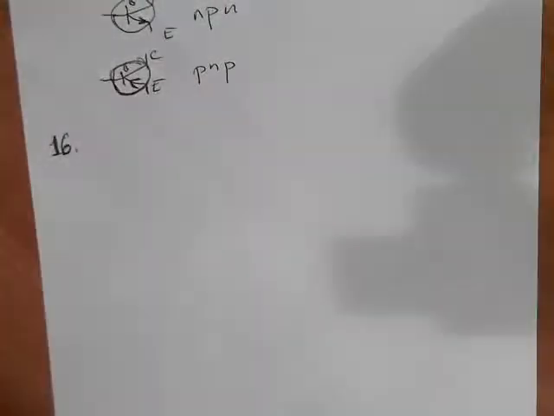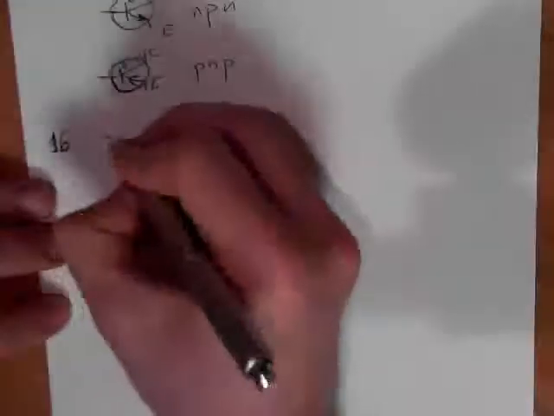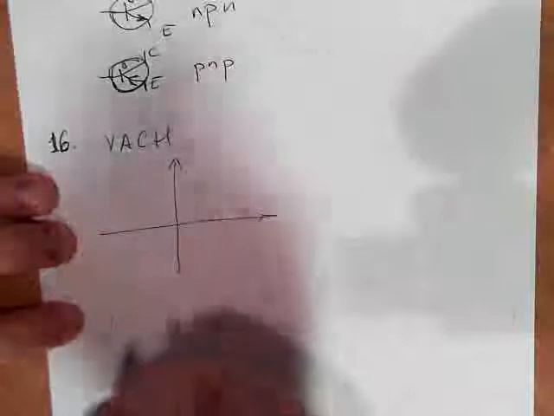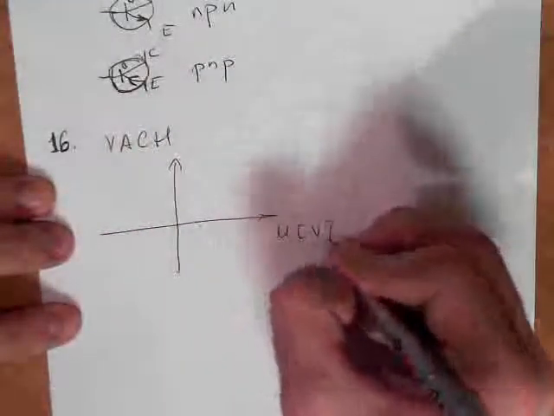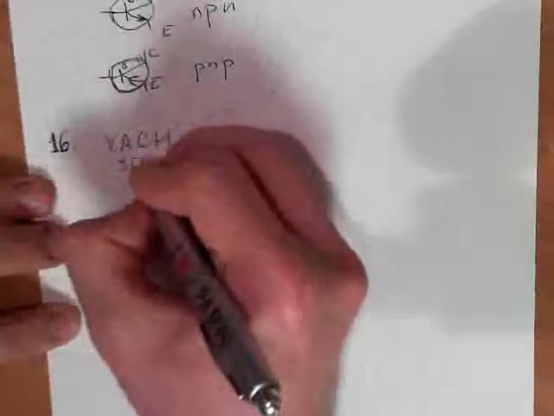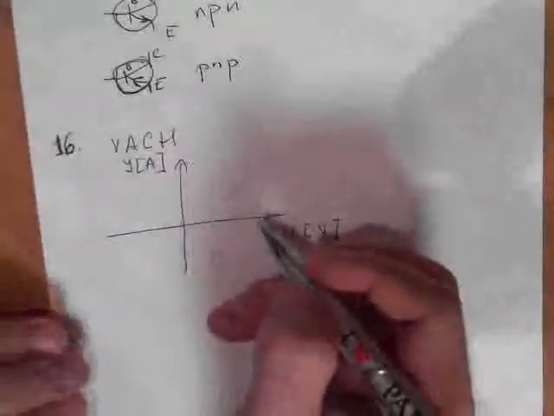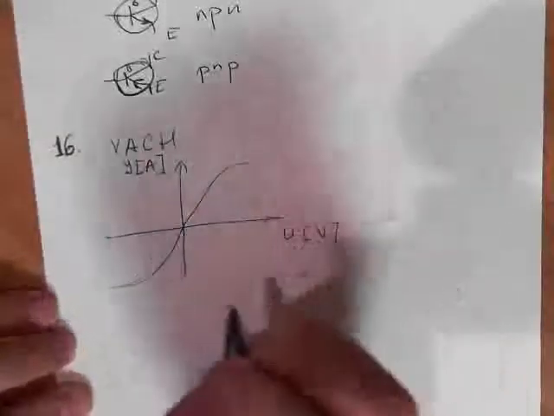Number 16. Volt ampere characteristics, which we did use during our lab works. It is the dependence of current on voltage. Here it is voltage and here it is current. This is the volt ampere characteristic, some kind of curve. For the light bulb the curve was like this.